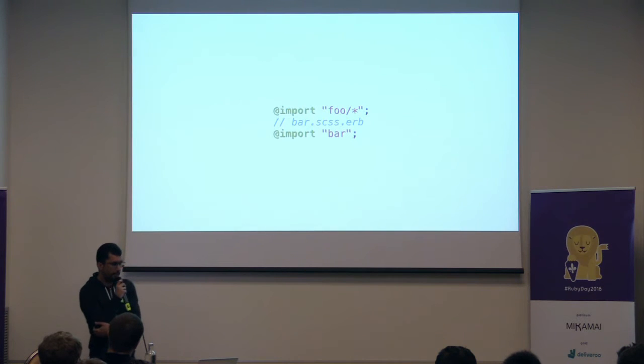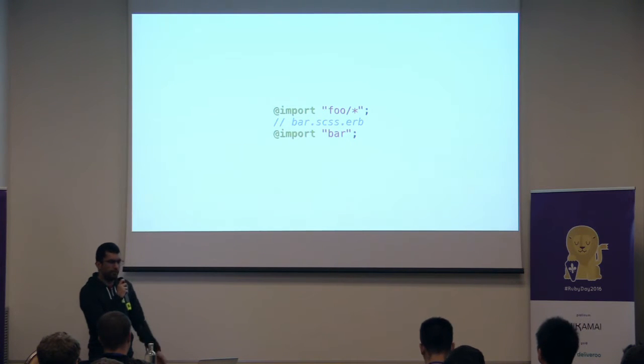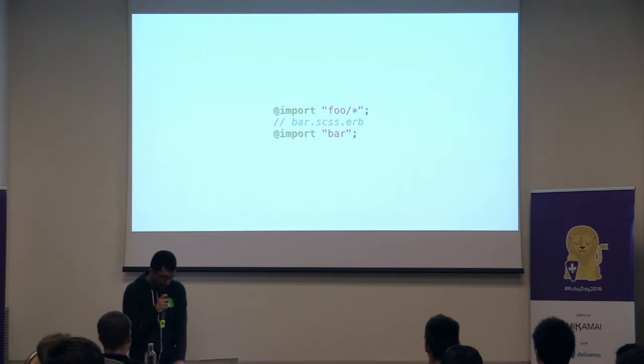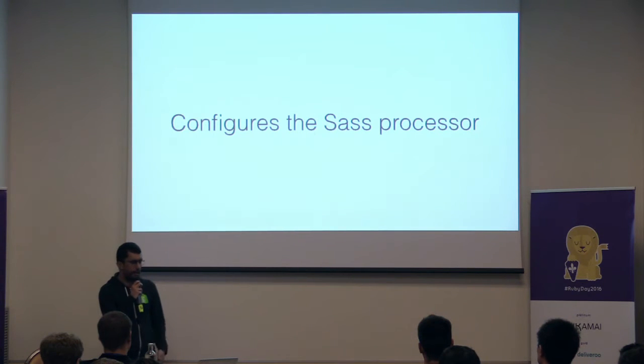And the ERB handling is if you have a file that has ERB code inside it, the only way to produce CSS from that is using Sass Rails too. And it also configures the Sass processors, adding a lot of good defaults, so you don't need to care about how to configure Sass and things like that.